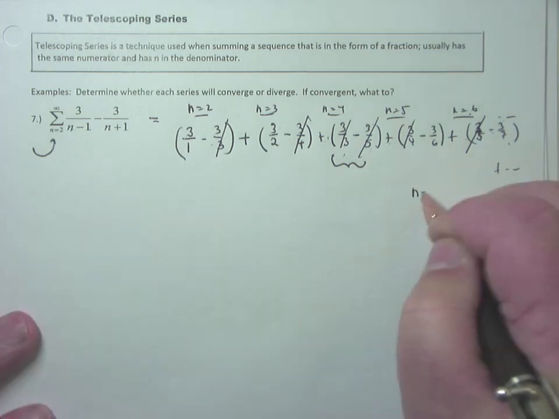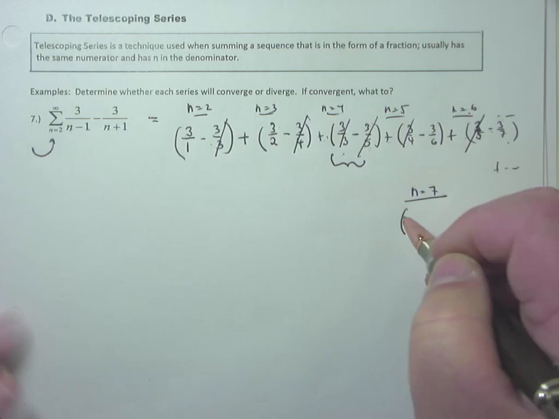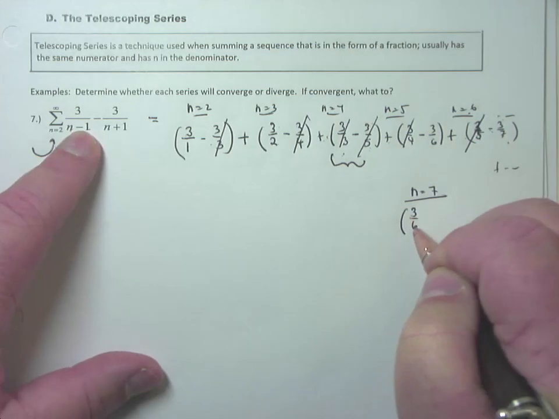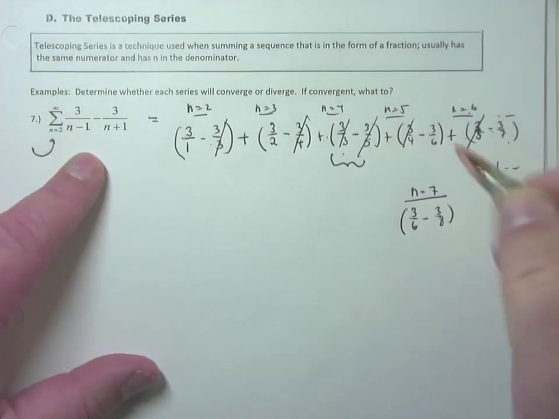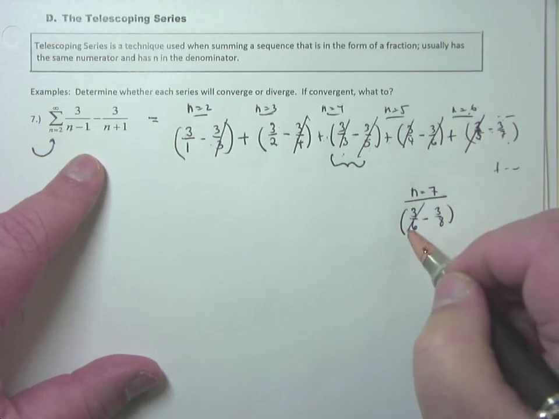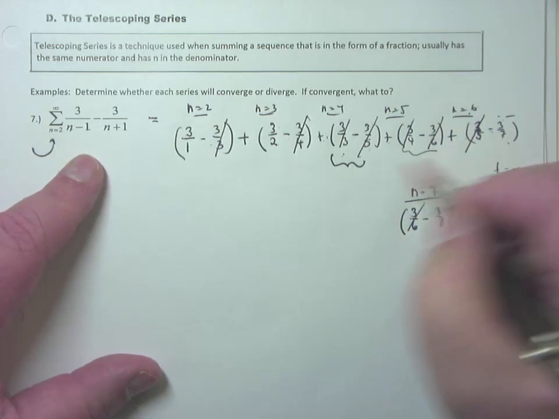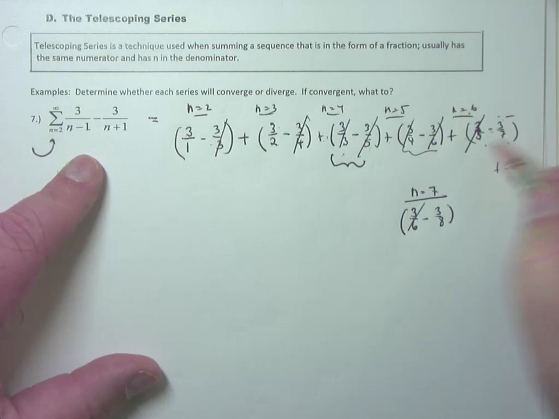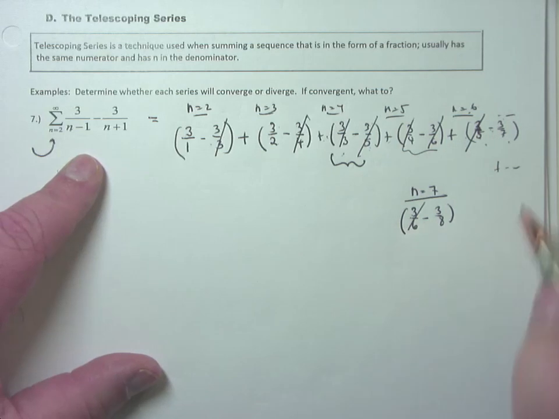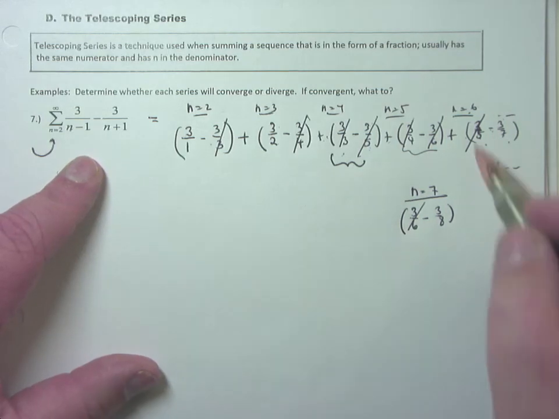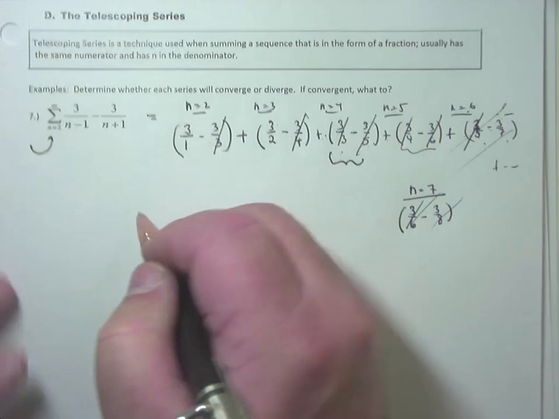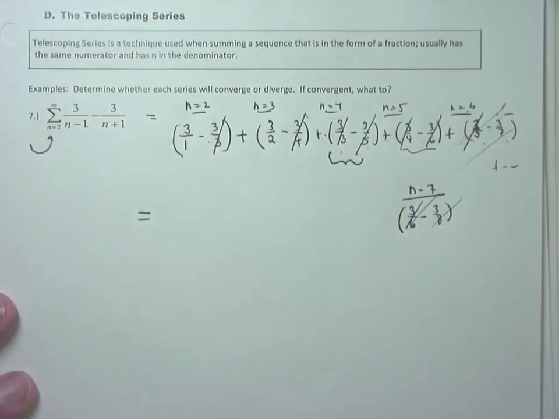If I plug in n equals 7 into this thing, it would be 3 over 6 minus 3 over 8. The minus 3 over 6 and the plus 3 over 6 cancels. The next block cancels. And then the next block cancels. And the next block cancels. And all the rest of the blocks cancel. So once everybody starts canceling, what are you left with? There were 2 terms that didn't cancel on this example. 2 terms. What are they?